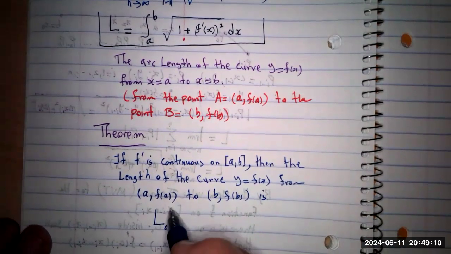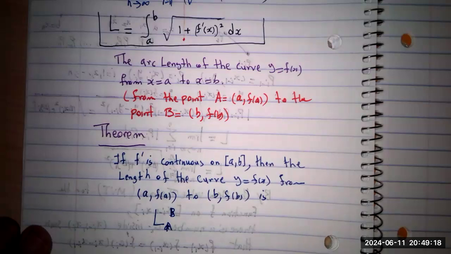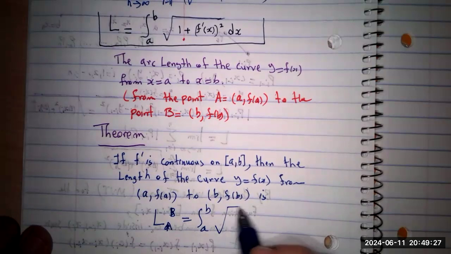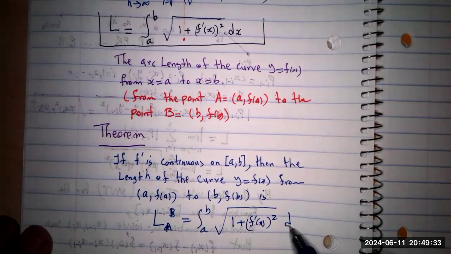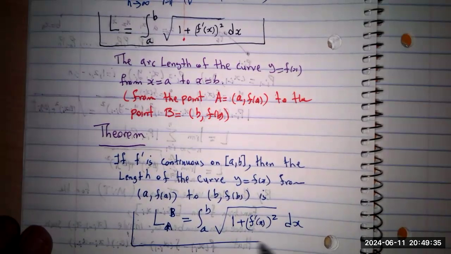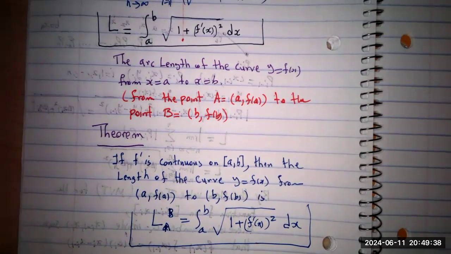Sometimes they write a to b, and sometimes they leave it as the point a, the point b. It doesn't matter. So this is going to be the integral from a to b. We write L only, and it is the square root of 1 plus f prime of x all squared dx. This would be the arc length formula. So you have to memorize this formula.